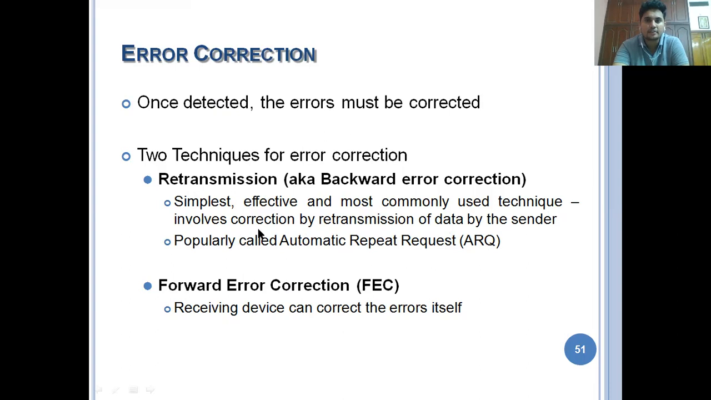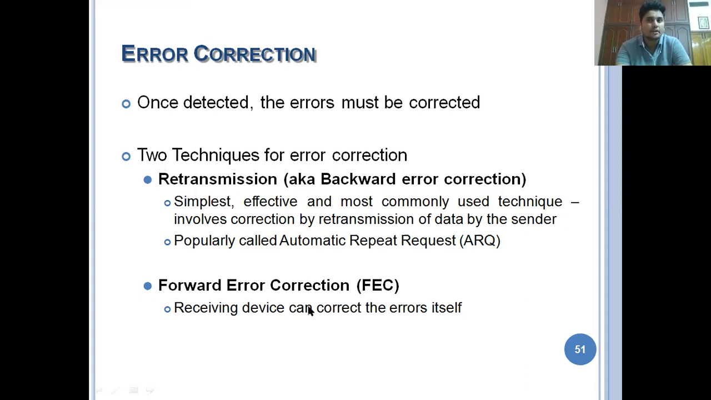First one is retransmission. After identifying the error, immediately resending the frame is the retransmission technique. And forward error correction is where the receiver device can correct the errors. The errors are identified by the receiver device, and automatically the receiver device corrects those errors. That is called forward error correction. And these two are the error correction techniques.